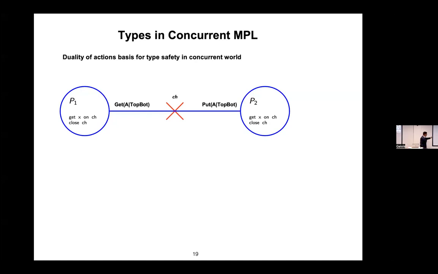So the way we do it is we type in first CH in process P1. We get a type, get A, top bot. Top bot simply means the type constructor corresponding to closing of a channel. A is the type of X. And at the other end, we get a type called put. So for CH, since it is the same channel, the type inferred from processes P1 and P2 should be consistent. Since they are not consistent, we get a type error.